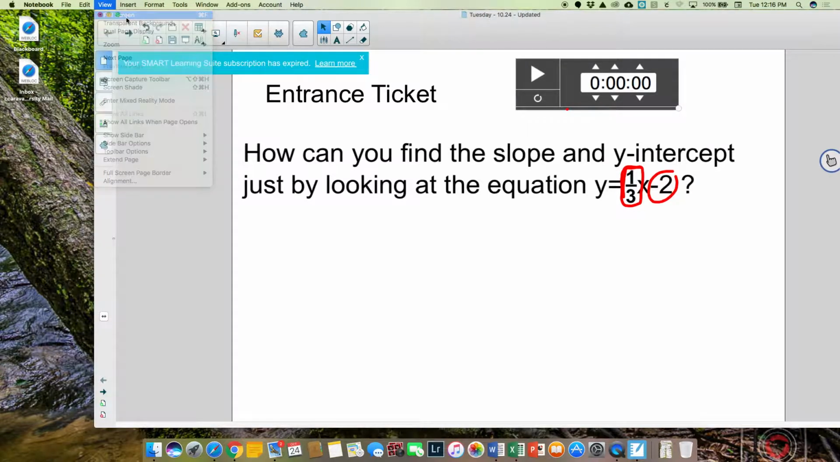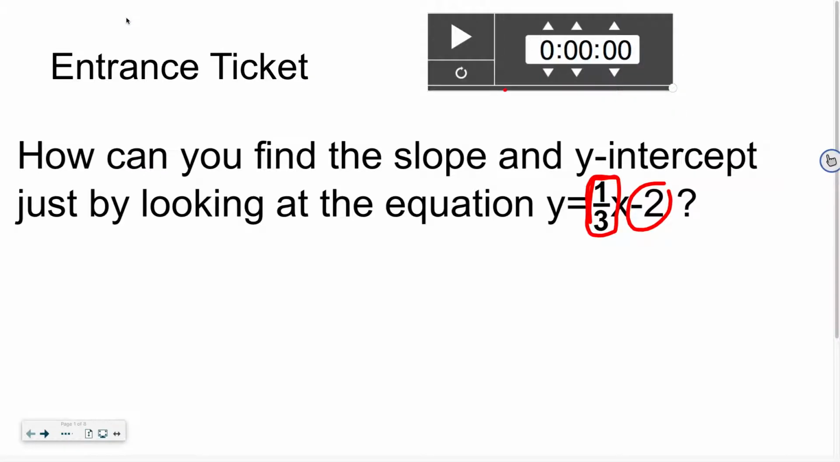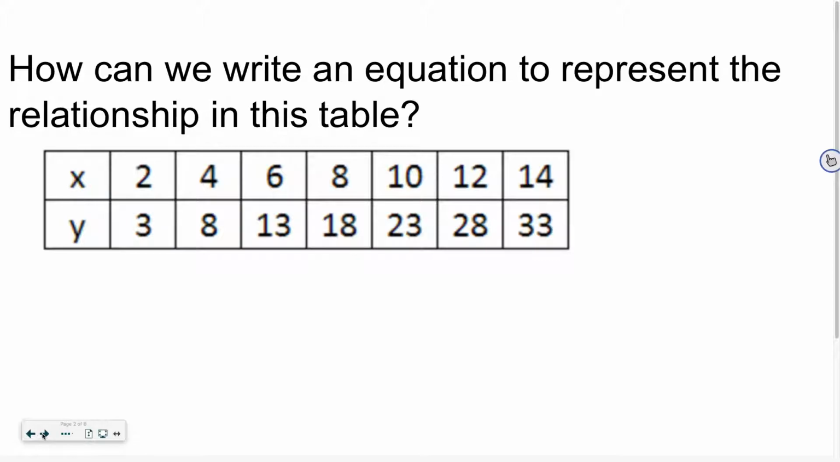Slope-intercept form, or y equals mx plus b. And when we looked at this equation, y equals mx plus b, we were able to identify what the slope was, what the y-intercept was, and then we were able to look at a graph and try to figure out what the equation would be. Today we're going to look at a table, and we're going to figure out the equation for the line that's represented on this table. Okay?